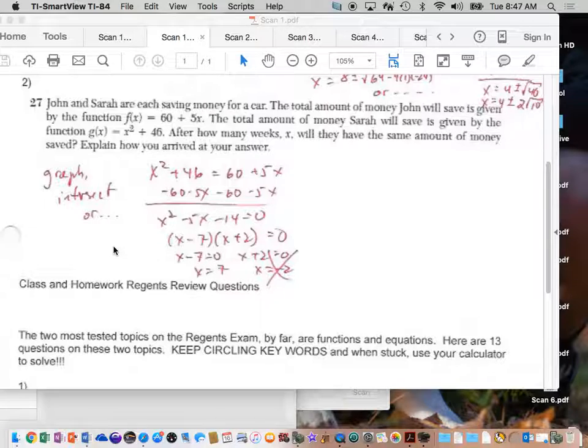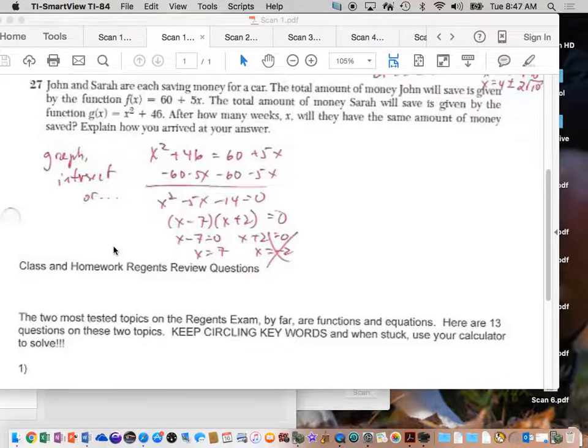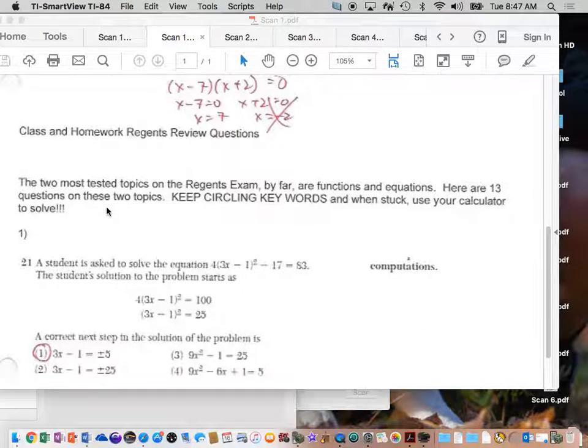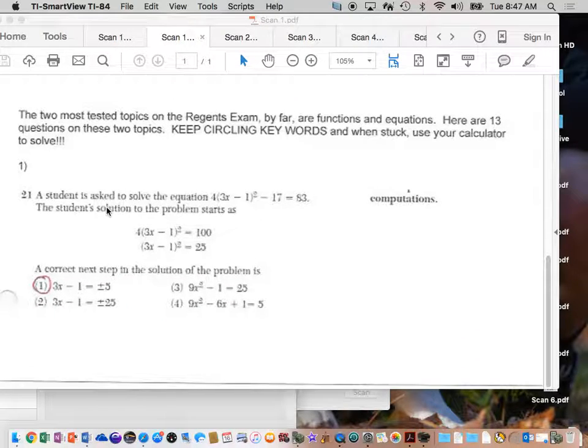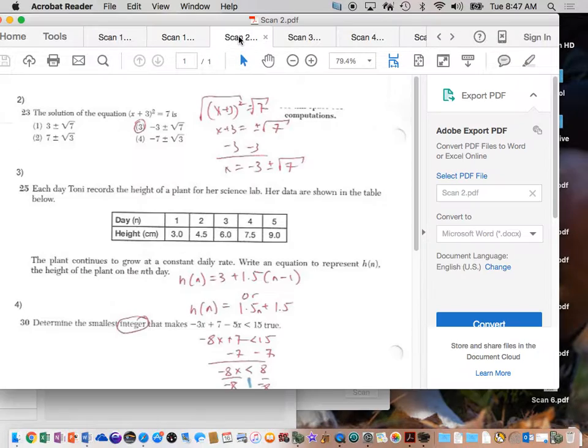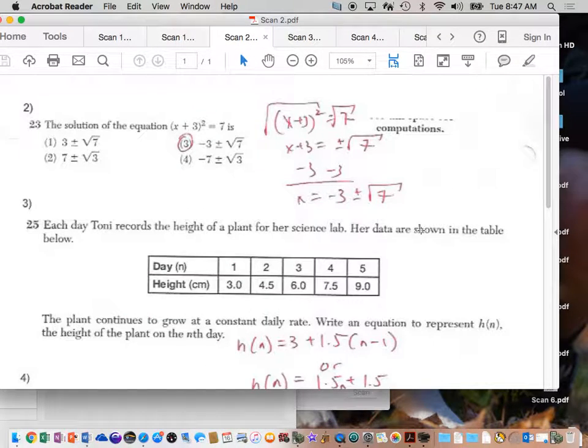Now we have this guy down here. Okay, this is pretty straightforward factoring, etc. But I could graph it and find the points of intersection if I wanted to. All right, so this talks a little bit about circling keywords with some of these problems. All right, and there's the last one there. Any questions? Nope. All right, let's go to the next page.